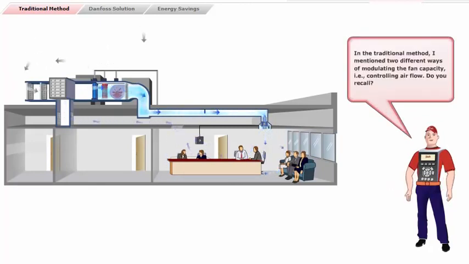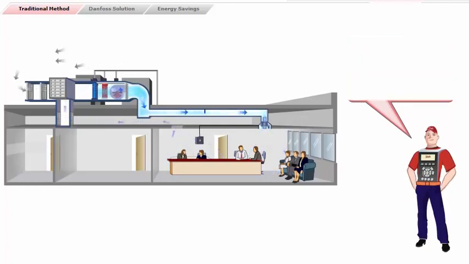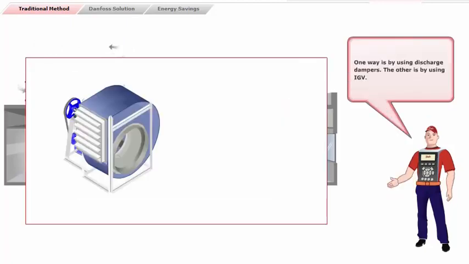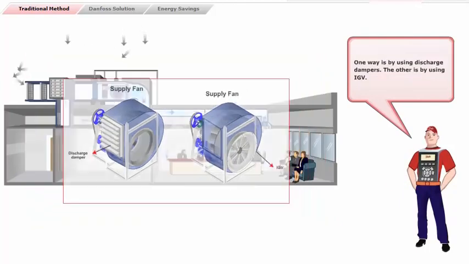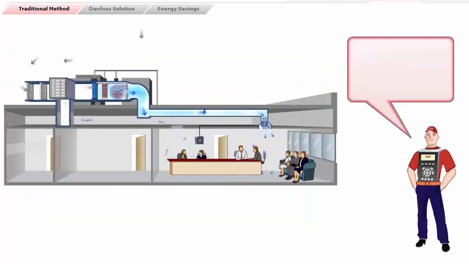In the traditional method, I mentioned two different ways of modulating the fan capacity, that is, controlling airflow. Do you recall? One way is by using discharge dampers. The other is by using IGV. We shall see each of these two methods in detail.